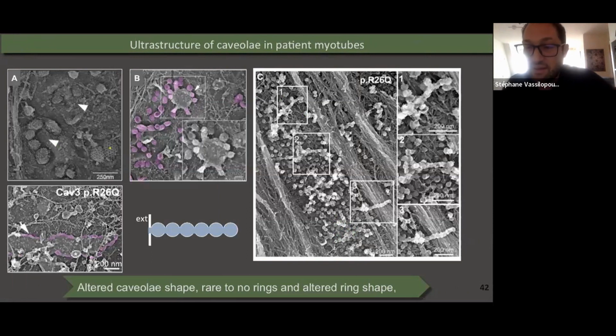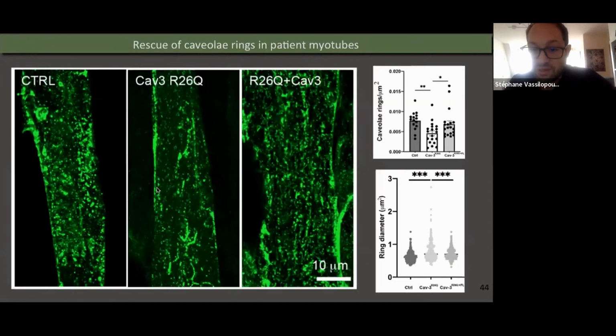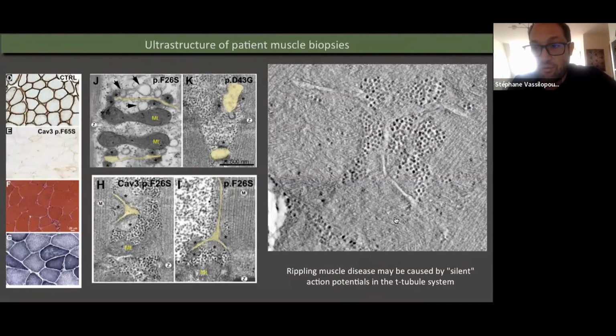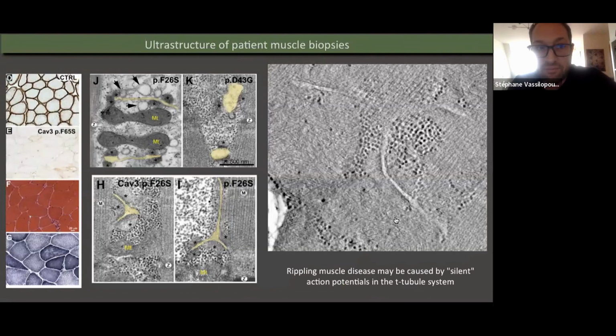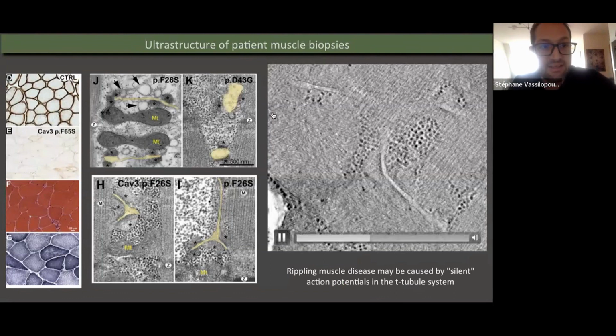As I mentioned in the previous example, you have these large structures. If you quantify the rings in the patient myotubes, you have an increased diameter of the rings in the caveolinopathy patient myotubes. But if you overexpress caveolin 3 and bring back the full length protein, then you can rescue the formation of these rings at the surface. And to finish, we also analyzed the muscle from the patients in muscle biopsies.